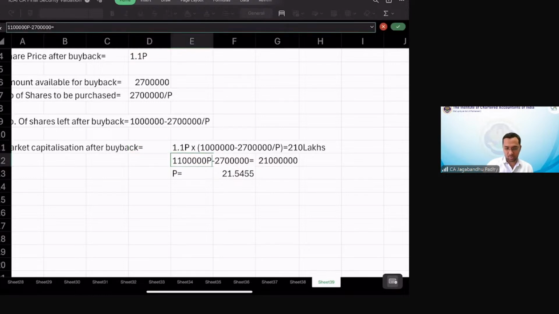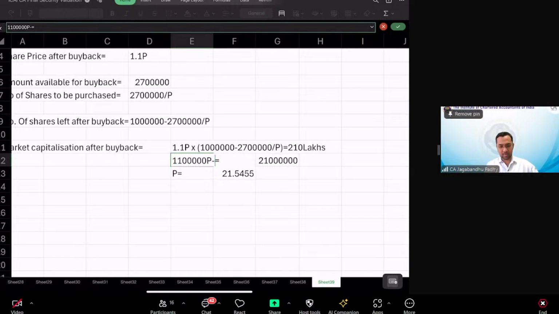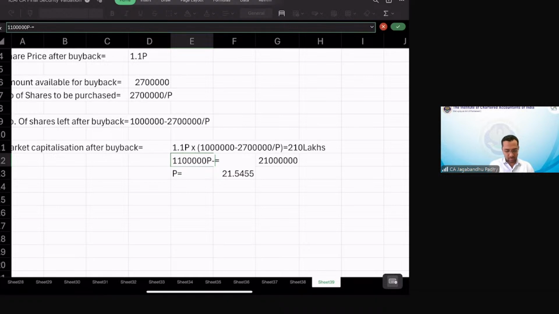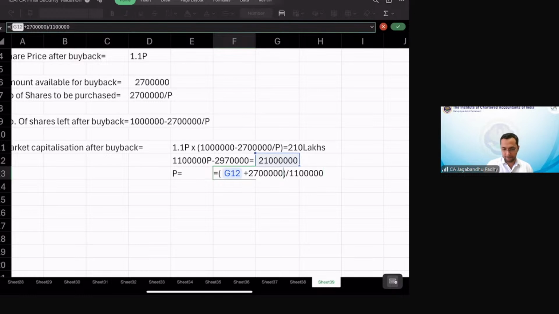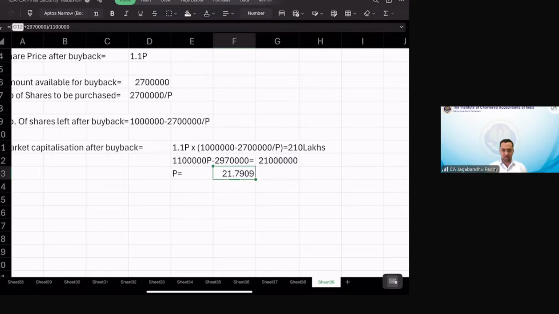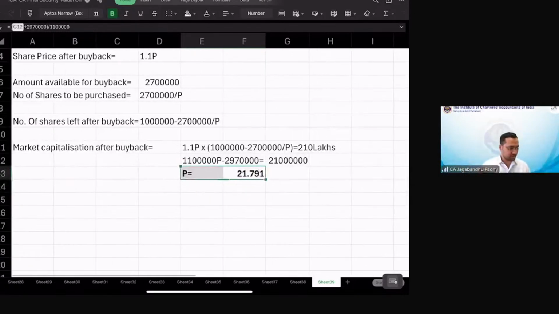Also, the 27 lakh will be multiplied with 1.1. So 1.1 into 27 will be 29 lakh 70,000, divided by 21.79 is the price of the shares. Or we can say the price at which the buyback will happen is 29.79.